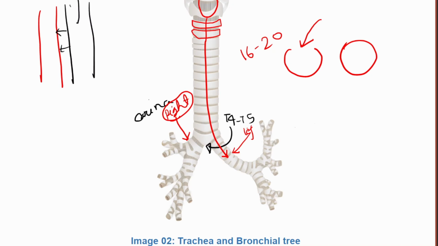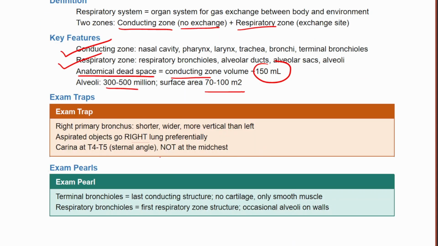Whenever any object is aspirated, let's say this is the object, whenever we take food, the food passes through the esophagus. But whenever the food or some object is not following the path of the esophagus, rather coming into the trachea, we call that aspiration. And whenever aspirated objects come inside the trachea, for example this, it preferentially goes to the right primary bronchus due to its shorter, wider, and vertical build compared to the left one. And that is written in the exam traps. Don't confuse the right primary bronchus with the left one. Just changing the word right to left will change the complete perspective.